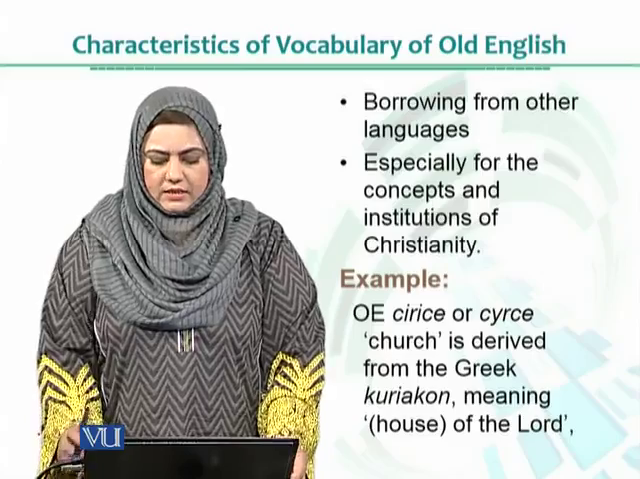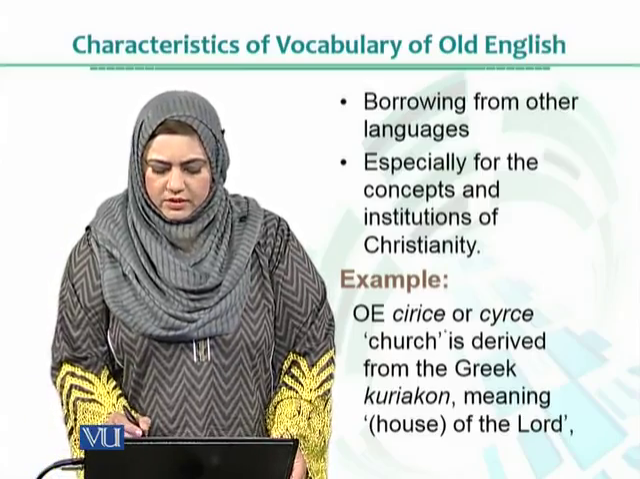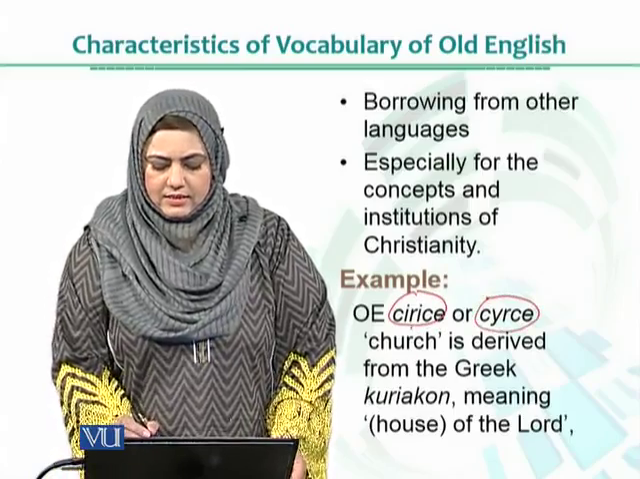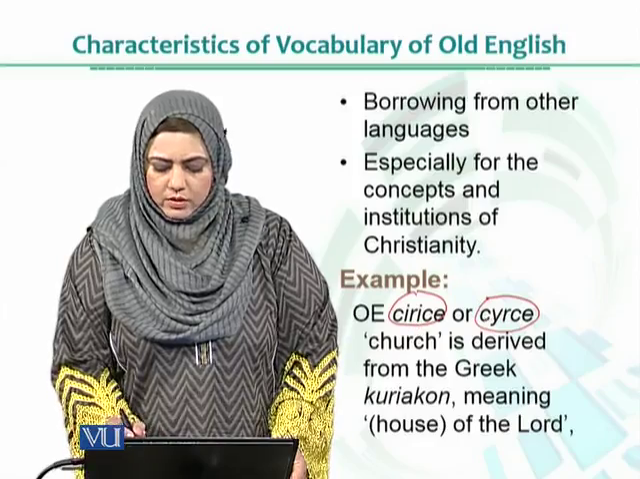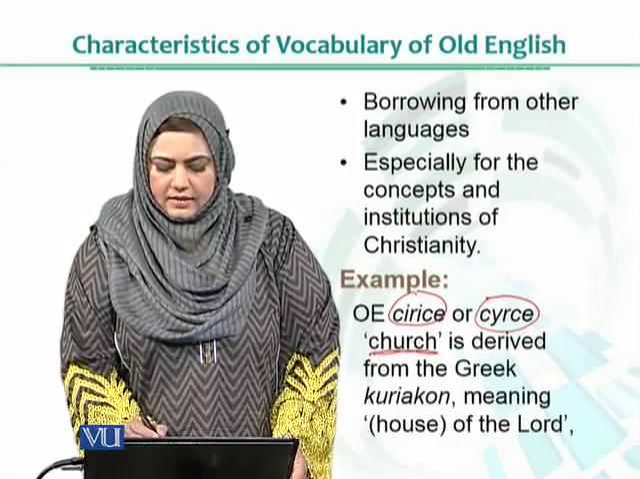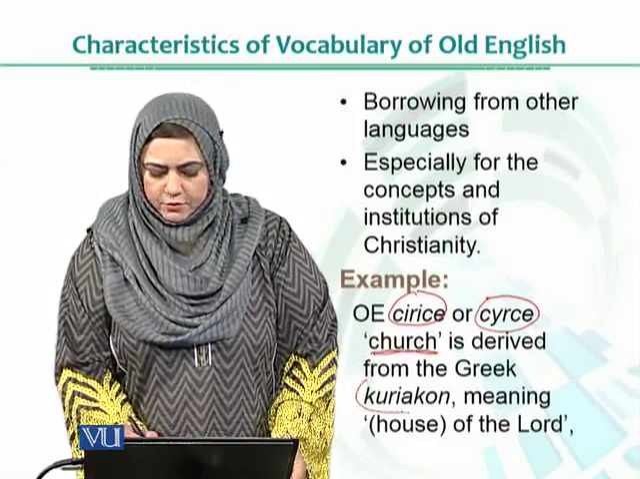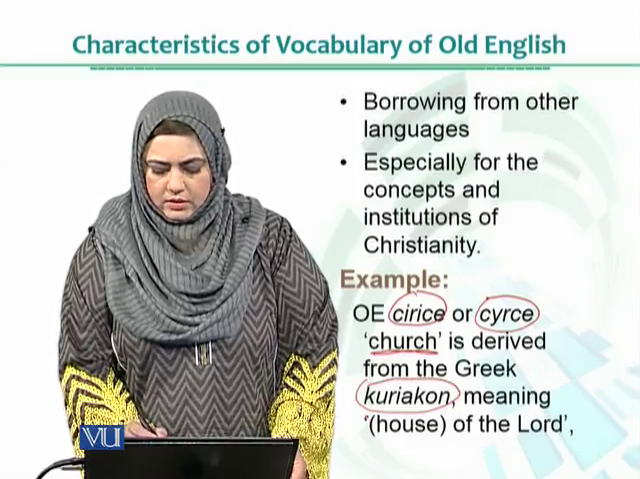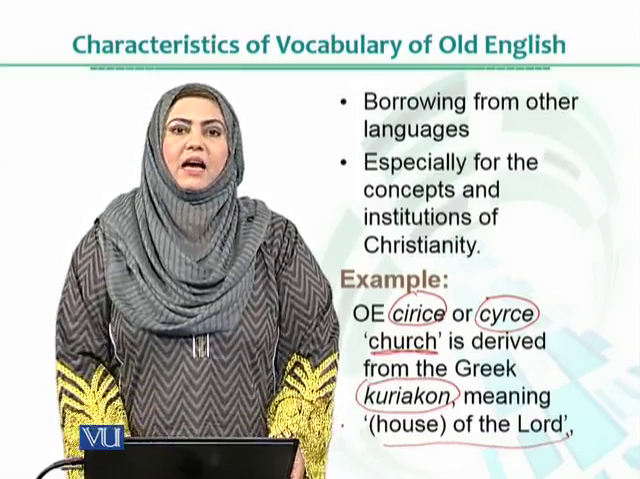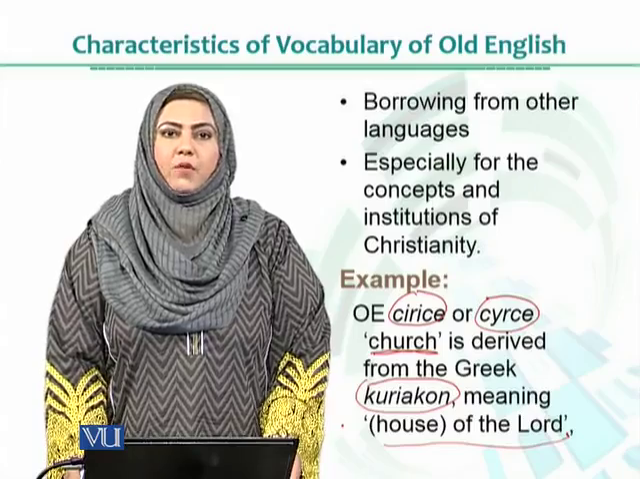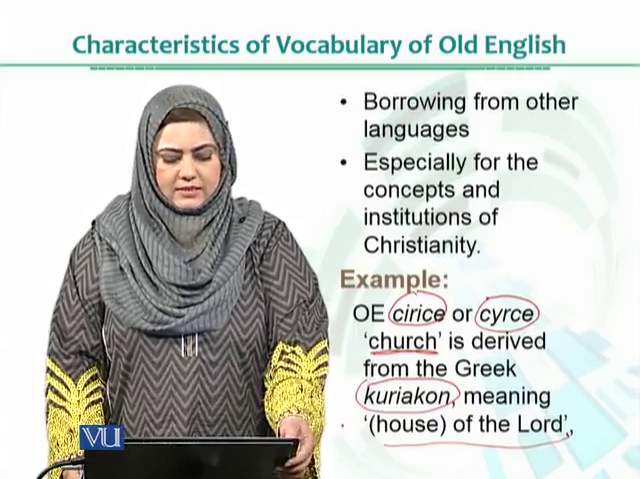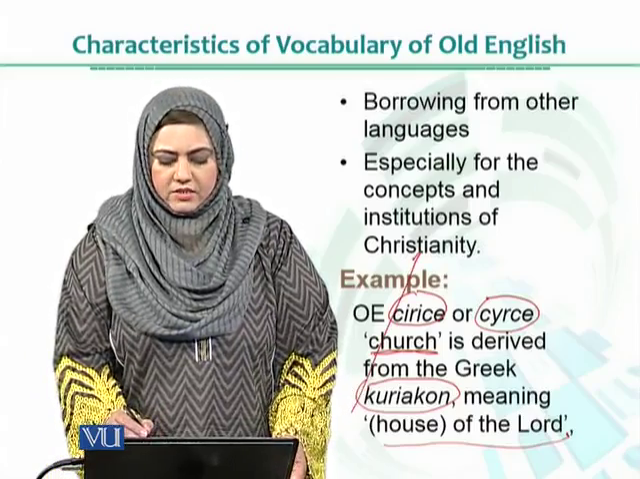Here I have on the screen a couple of examples for you. If you notice these two circles, these are actually the old words for the modern English word church. And the word is derived from the Greek word that meant house of the Lord. So you can see how, by borrowing a Greek word and by modifying it in terms of graphical representation, a word was created. And again, as I said, it was related to Christianity.